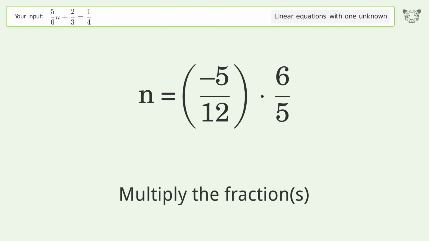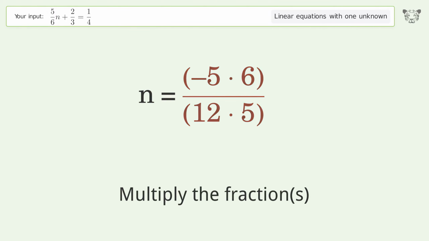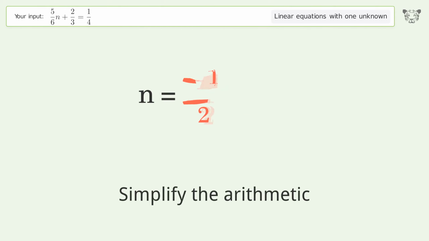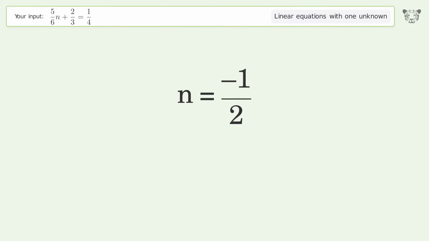Multiply the fractions. Simplify the arithmetic. And so the final result is n equals -1/2.